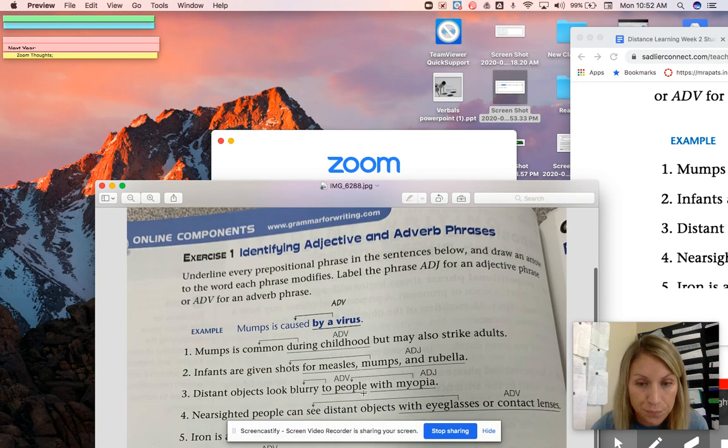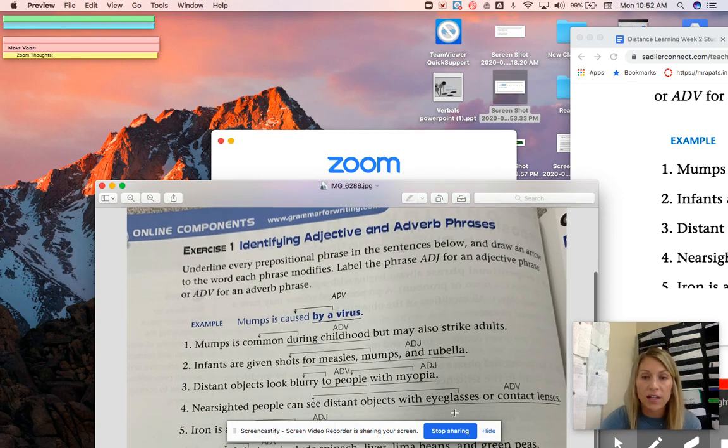Okay, number 4, with eyeglasses or contact lenses. That's going to be 1 prepositional phrase because you have a conjunction, or. So let's think about it. It says nearsighted people can see distant objects with eyeglasses or contact lenses. So they can see with these things. See is a verb. We know that adverbs describe verbs. So this is an adverb phrase.